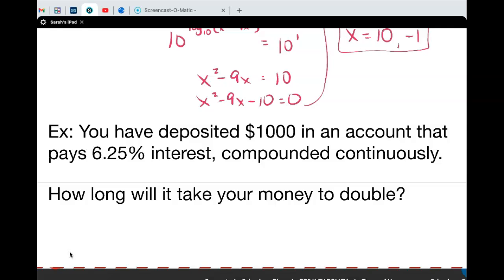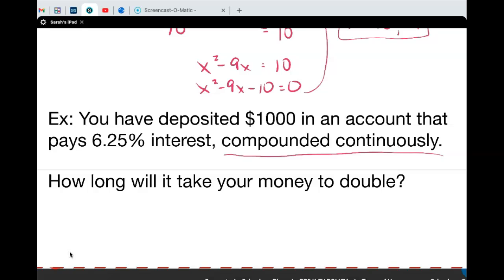All right, so you have deposited $1,000 in an account that pays 6.25% interest, compounded continuously. How long will it take your money to double? Okay, so we have to remember, if we're compounding continuously, what equation am I using for that? Yeah, it's Pert. So it's A equals P e to the rt power.